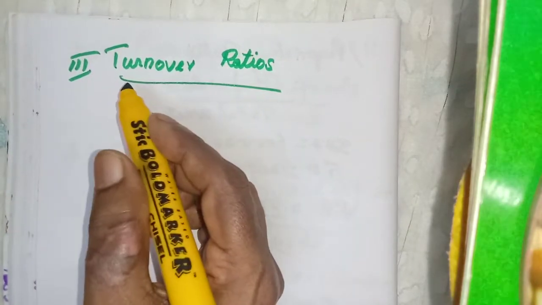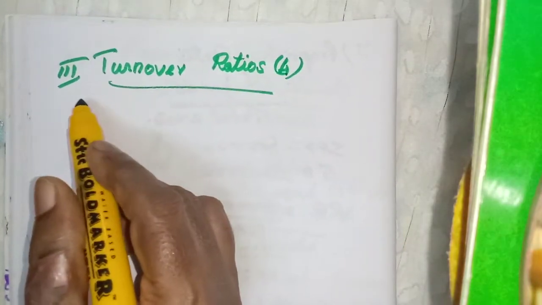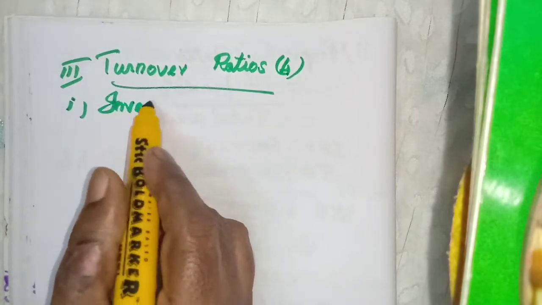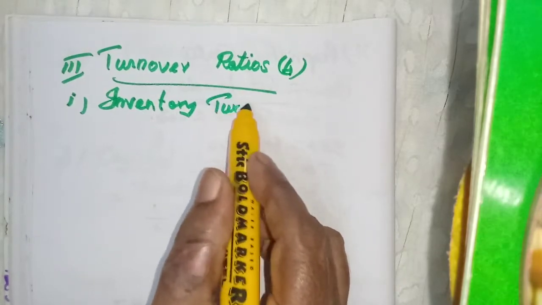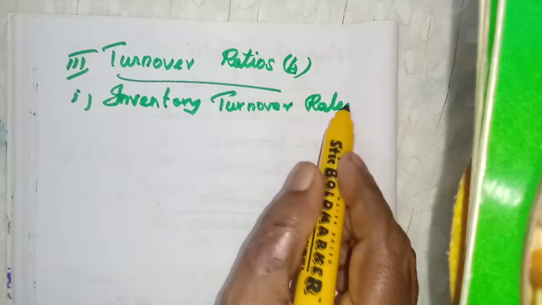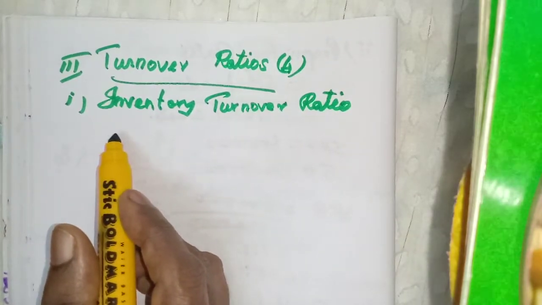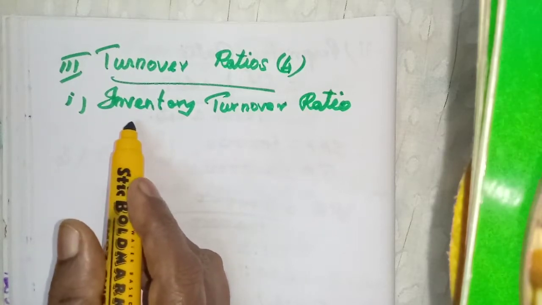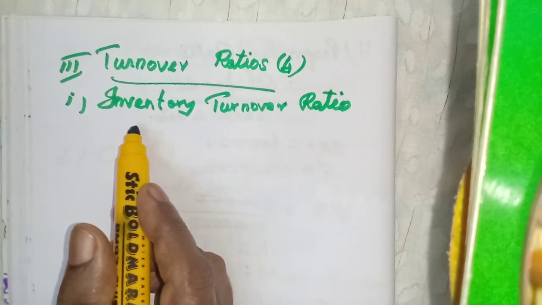Here we have four turnover ratios. The first one, inventory turnover ratio. Second one, trade receivables turnover ratio. We will see them one by one. So first one, inventory turnover ratio.